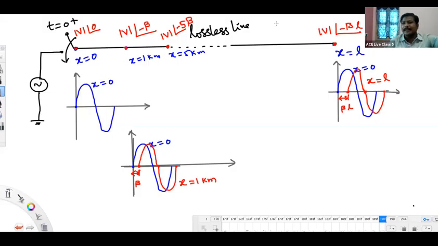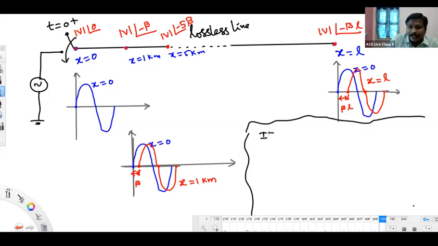Why can't we have phase shift if the length of the line is less than wavelength? I'm showing here, no? Listen. If the length of the line equals the wavelength, then how much is that beta L shift you can get now? 2 pi. You are going to get that shift as 2 pi.